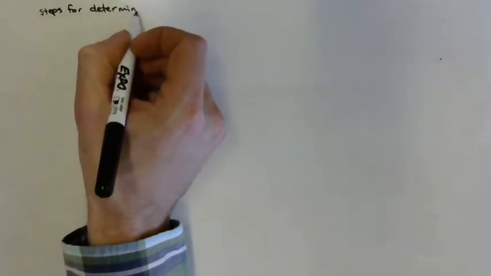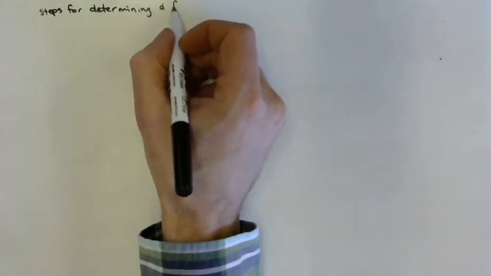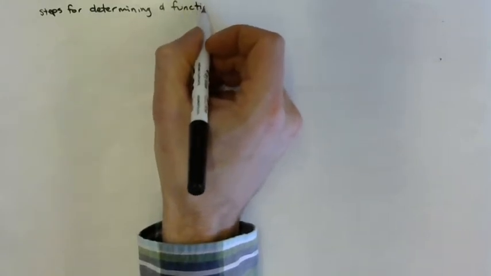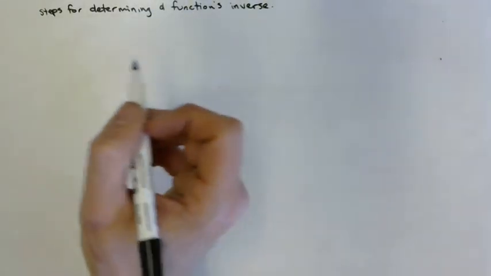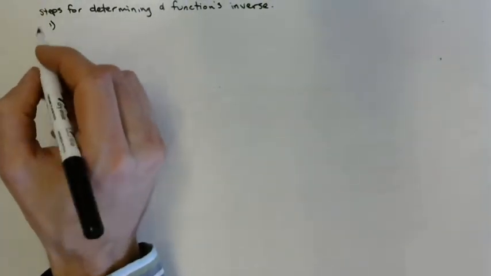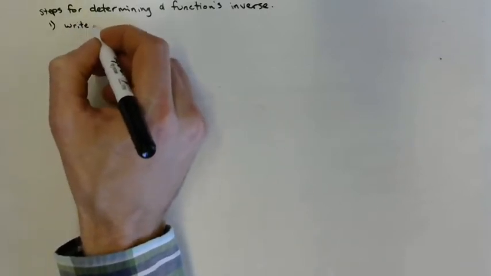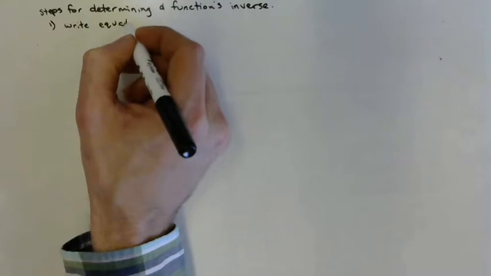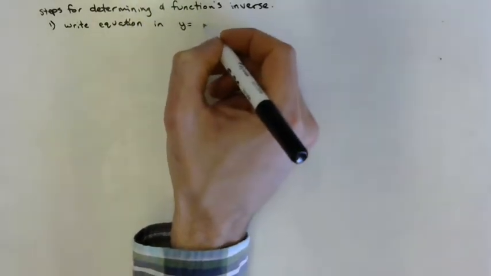Steps for determining a function's inverse. Step 1: write the equation in y equals form.